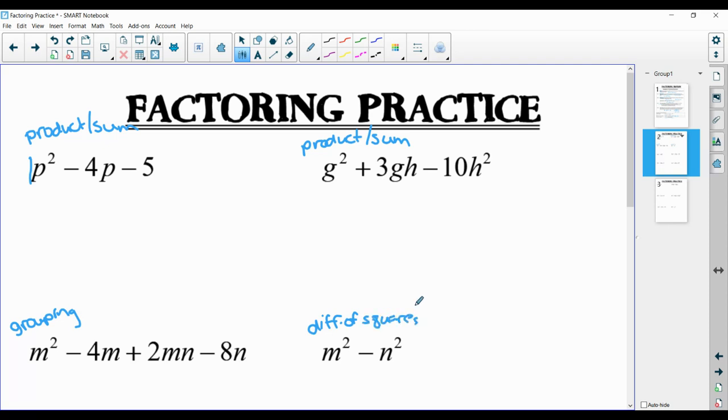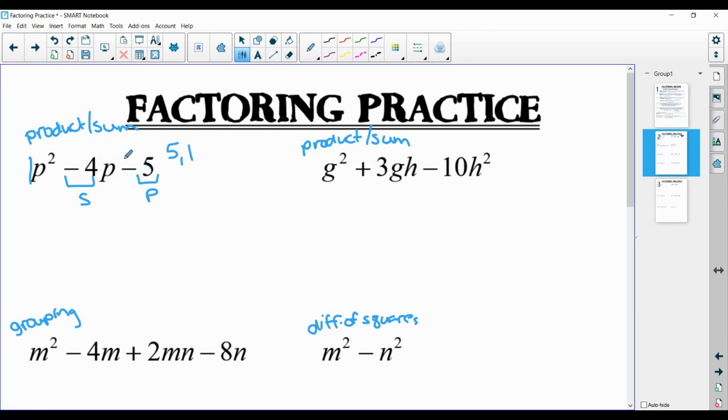All right, now that I've identified how I'm going to factor them, I'm going to go up and actually factor. So for the first one here, I've got p squared minus 4p minus 5. So I'm going to be looking for 2 numbers that multiply to be negative 5. So they have a product of negative 5 and a sum of negative 4. So I start with my 5 and I think about my factors of 5. Well, in this case, I've only got the 2 factors, 5 and 1. And from that 5 and 1, I need a product of negative 5 and a sum of negative 4.